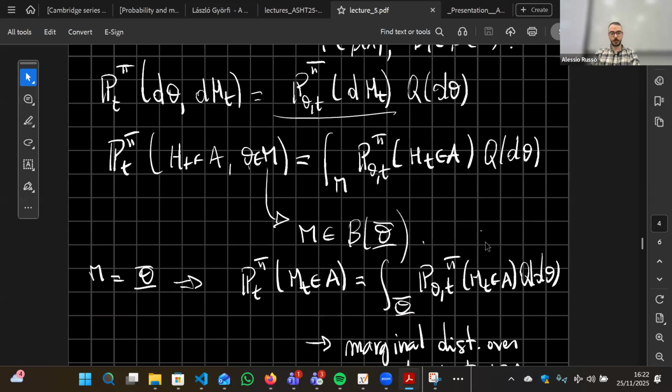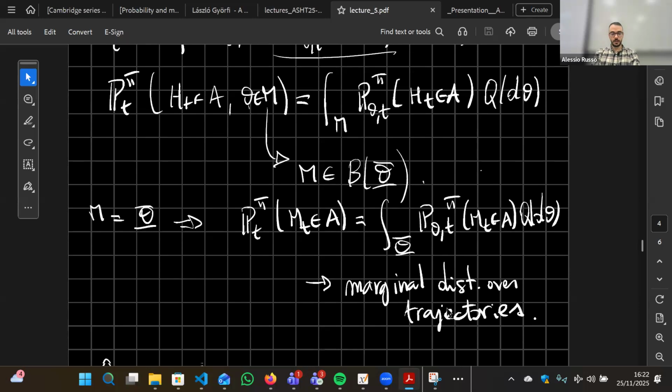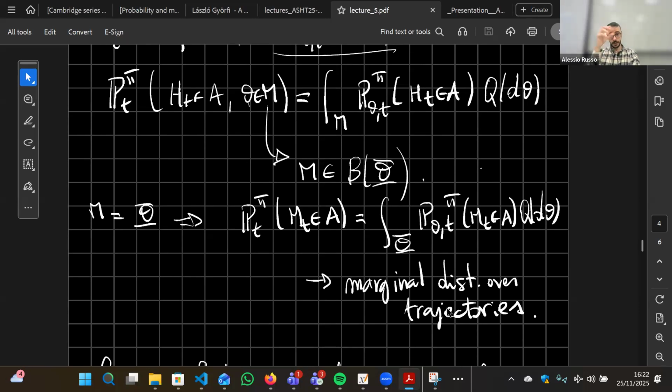From here, we can also find the marginal over trajectories by simply choosing big theta here. When you select big theta, this integral is not over M, but becomes over big theta. And this is simply the marginal over trajectories. And now the question is, when can we find the posterior distribution over models given a trajectory?